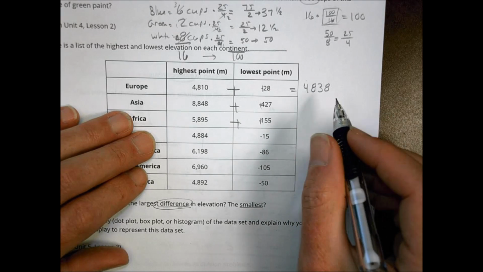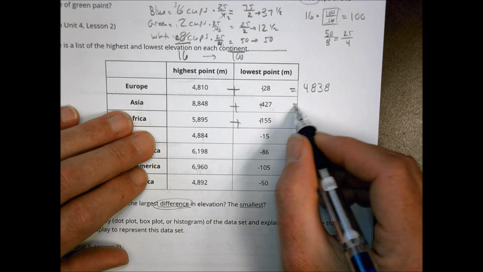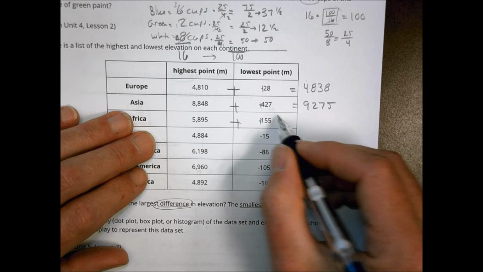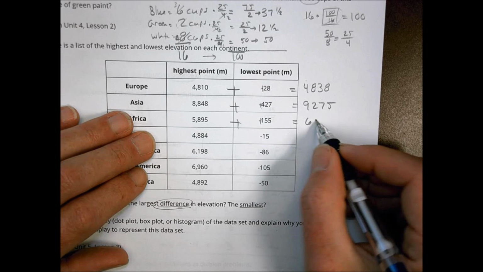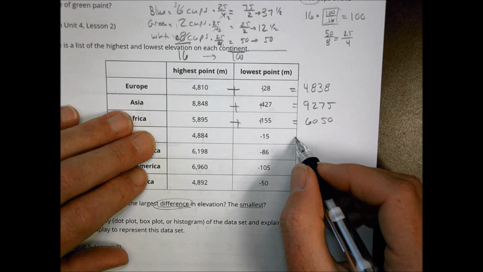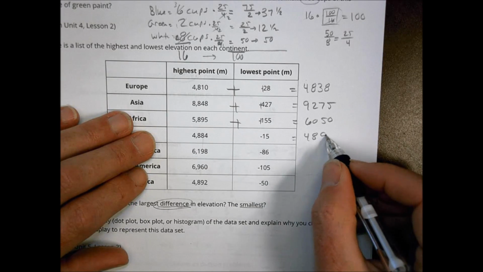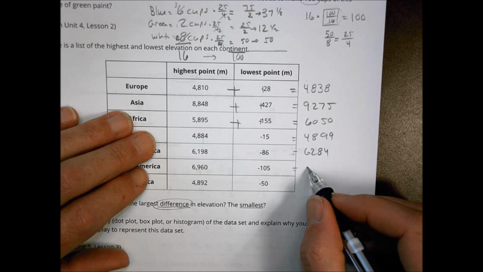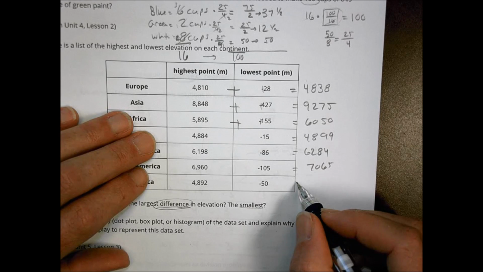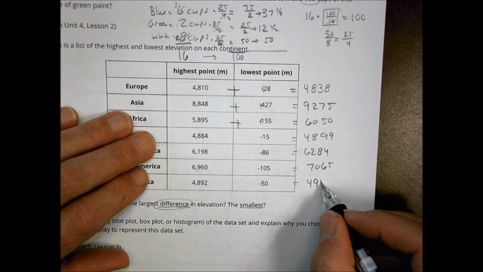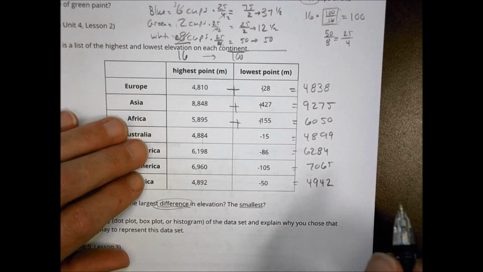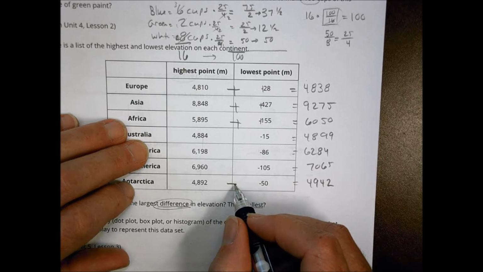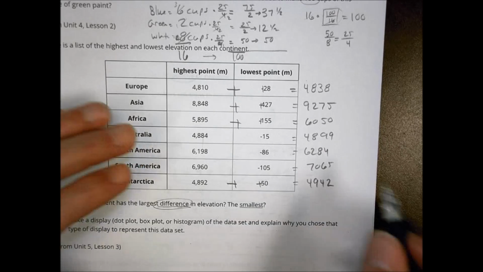Okay. Over here, this sums up together to be 9,275. That's the distance between those ones there. Here we have 6,050. Here we have 4,899. Here we have 6,284. Here we have 7,065. And here we have 4,942. So I get those by subtracting the value there to find the difference, but that means add the opposite. So that's why you add those things together.